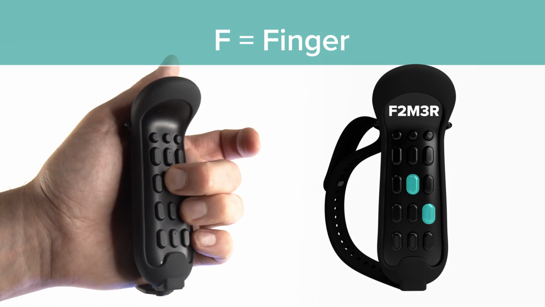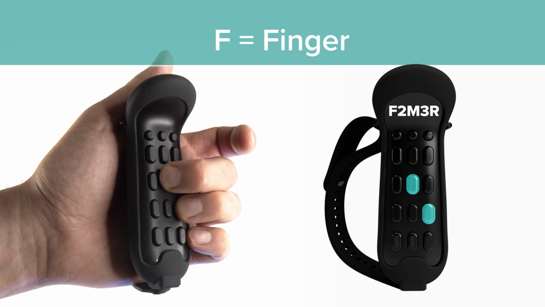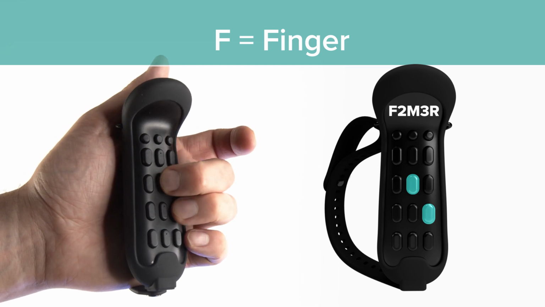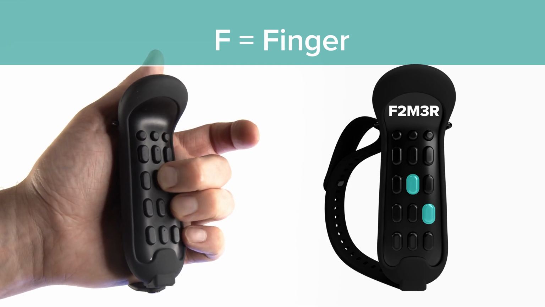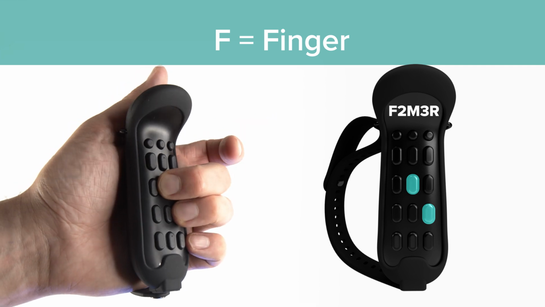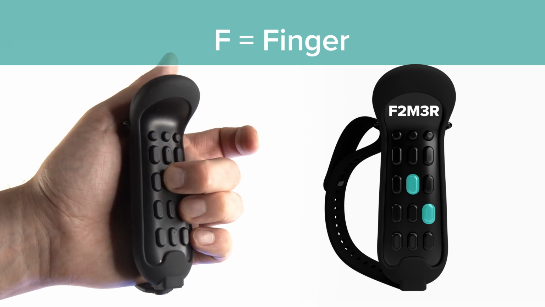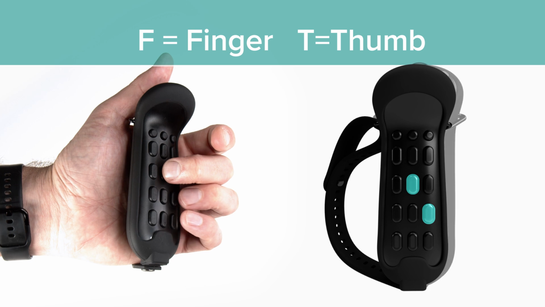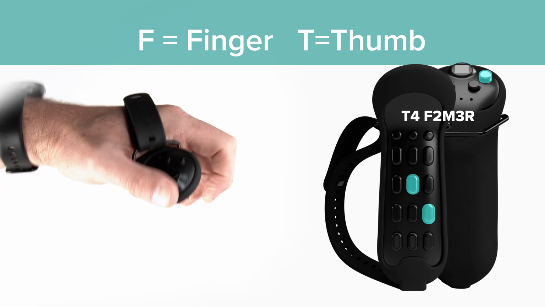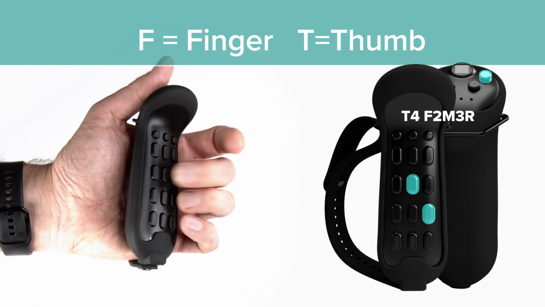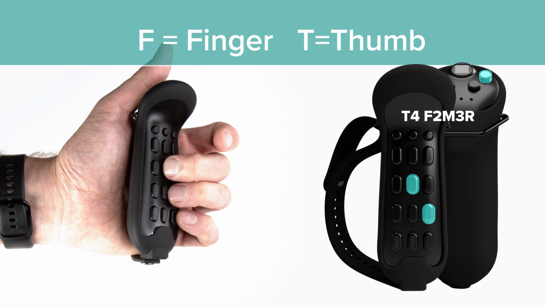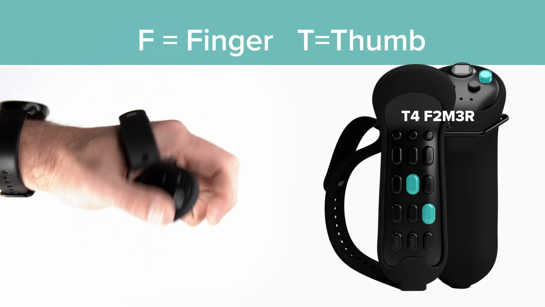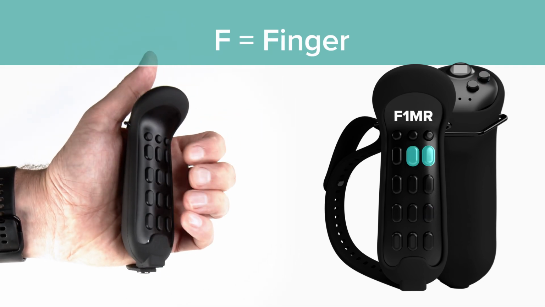Let's try this chord: F2M3R. This means fingers, second row middle, third row right. Now let's add a thumb button to this chord: T4 F2M3R. Think thumb 4, fingers second middle, third right.